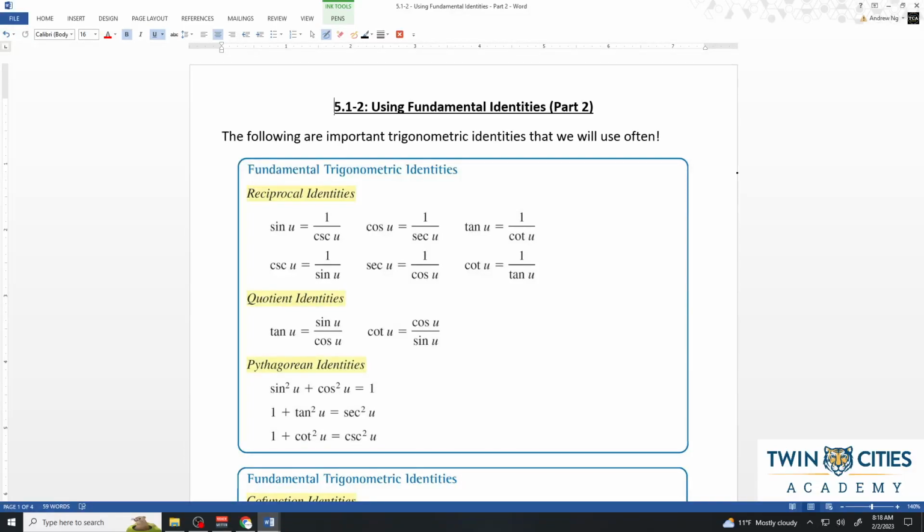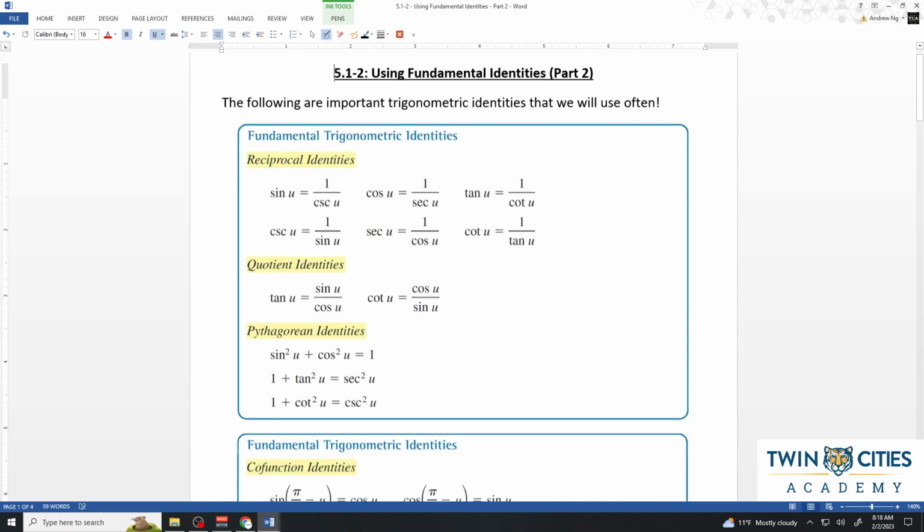Today we'll be doing part 2 of the last lesson using fundamental identities. As a reminder, these are some of the fundamental trigonometric identities that we've been using so far. We have the reciprocal identities, the quotient identities, and the Pythagorean identities. This group of identities happens to show up a lot more than some of the other ones, so I've put them together in one box.